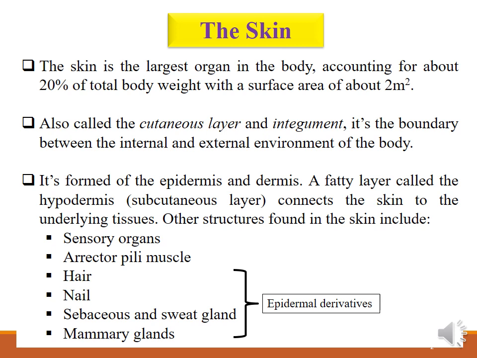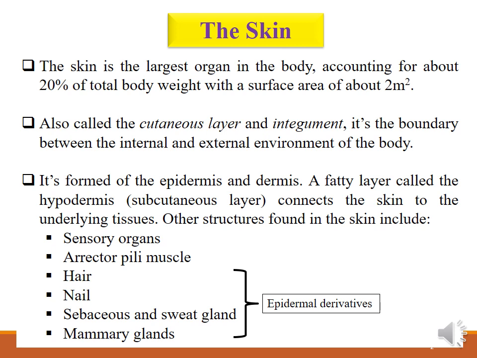The skin is also called the cutaneous layer, the cutaneous membrane. It is also called the integument, and the word integument means the outer covering of an organ. So the skin is the outer covering of the human being. It is the boundary between the internal and external environment of the body.